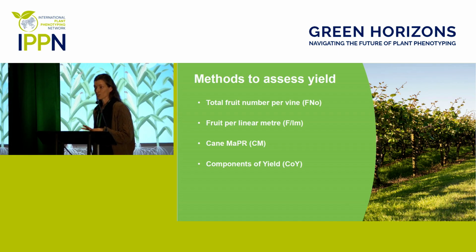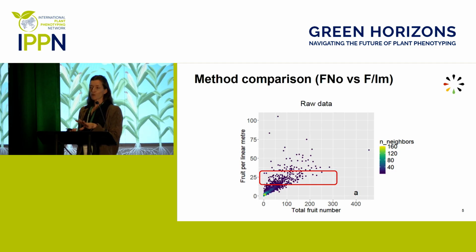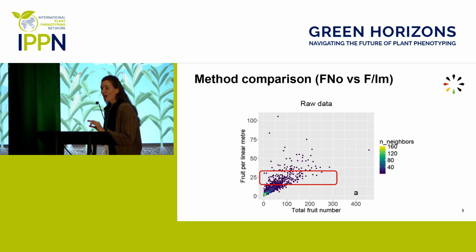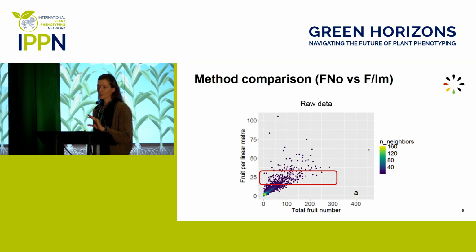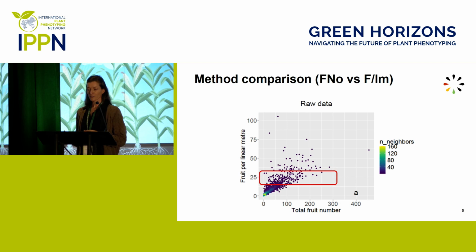but also helps us understand where we're missing yield potential with winter buds that have not produced shoots. When we start comparing them, looking at the raw data, there's a fairly decent correlation between the total fruit number and fruit per linear meter. However, what we're interested in is a particular yield band for the growers, and that's highlighted in the red box.